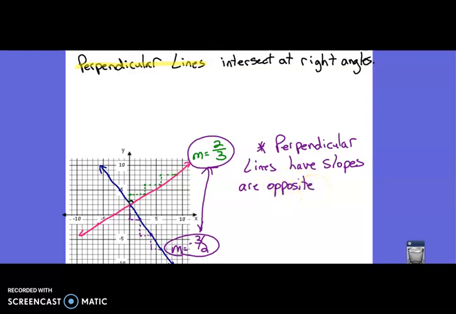And you notice that one is 2/3 and the other one is 3/2. So they're also reciprocals of each other. So perpendicular lines have slopes that are opposite reciprocals, both things. So make sure you make them the opposite and you also make them the reciprocal. The reciprocal just means you're going to flip that fraction.